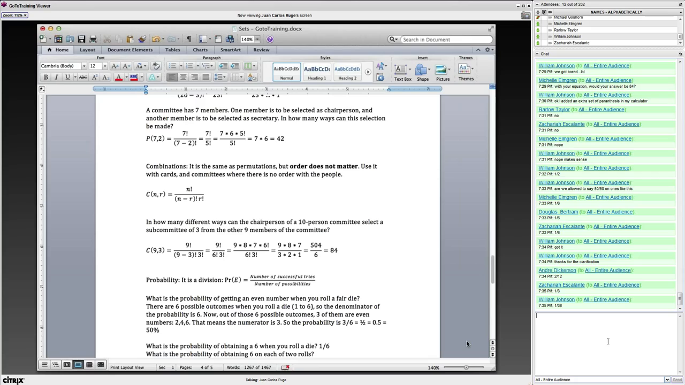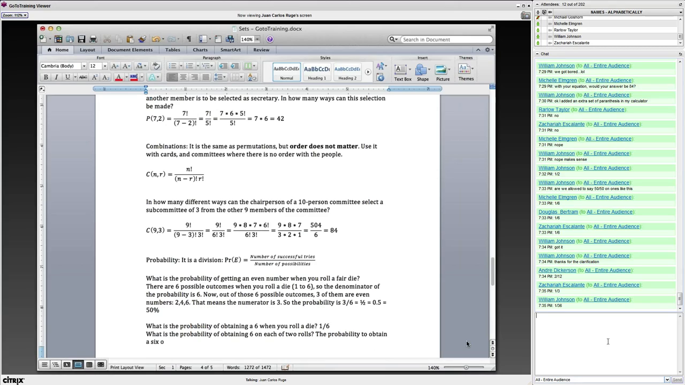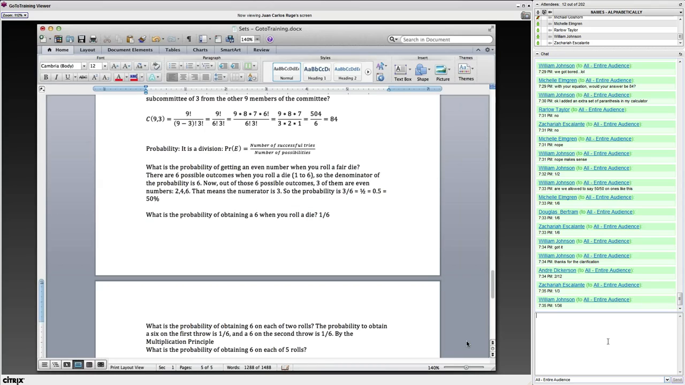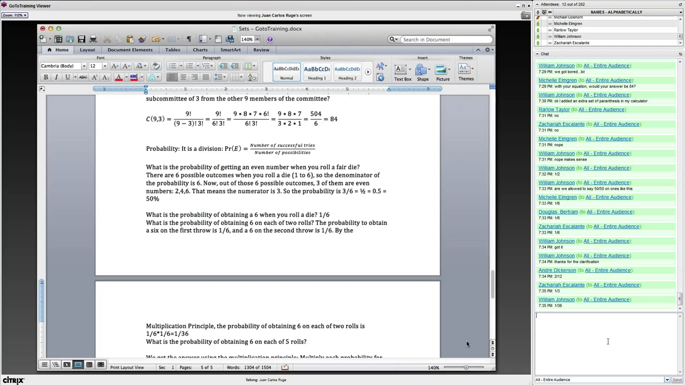William, you are correct. So the probability to obtain a 6 on the first throw is 1 over 6, and a 6 on the second throw is 1 over 6. By the multiplication principle, the probability of obtaining 6 on each of two rolls is 1 over 6 times 1 over 6 equals 1 over 36.